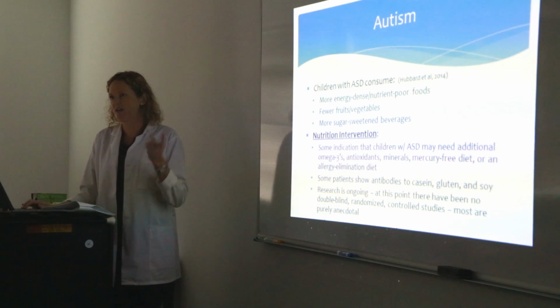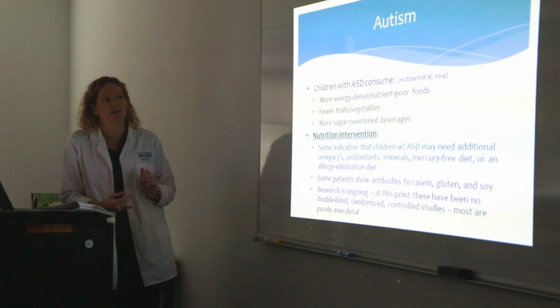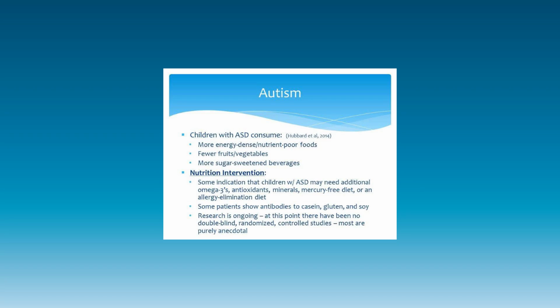Just read an article in the brand new journal that just came out this past month. I just got it in the mail a few days ago, and there was an article in there on autism. And it showed that children with autism consume more energy-dense, nutrient-poor foods, fewer fruits and vegetables, and more sugar-sweetened beverages. So that's an article. They tend to be more, they called it food selectivity. So they're more picky eaters or selective with their food choices. That was in the Journal of the Academy of Nutrition and Dietetics.